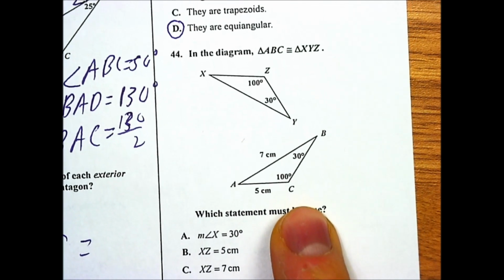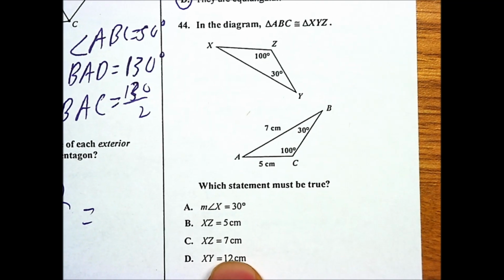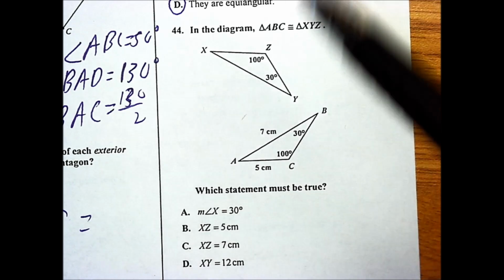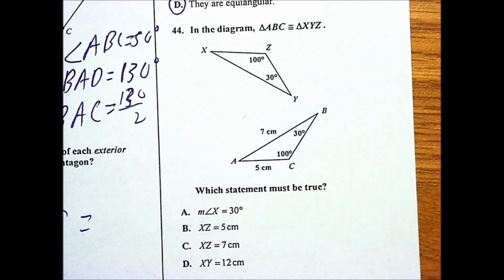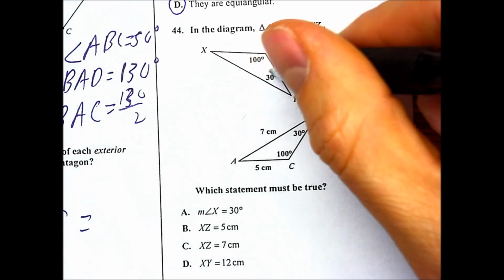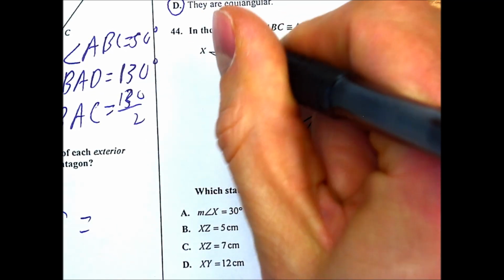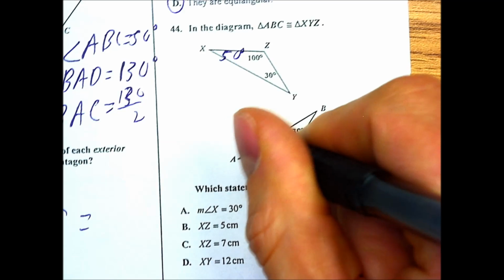Alright, question 44. Which statement must be true? So let's go through these statements one at a time. The angle that's 30 is angle B and angle Y on this diagram. Angle X is not 30 unless this triangle is isosceles. So let's find the missing angle. 100 plus 30 is 130. The missing angle is 50 on these triangles. The angle X is 50, not 30.